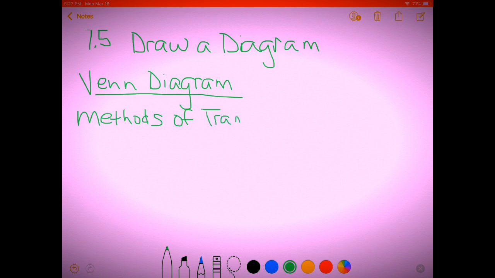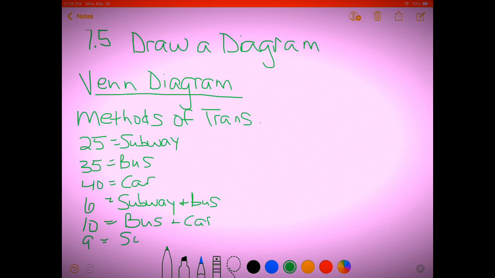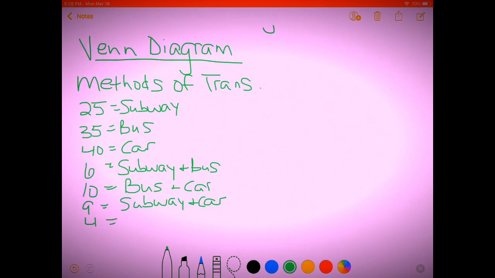So these were the results. 25 people took the subway, 35 took the bus, 40 drove their car, 6 took the subway and bus, 10 took the bus and the car, 9 took the subway and the car, and then 4 people did all 3 methods.